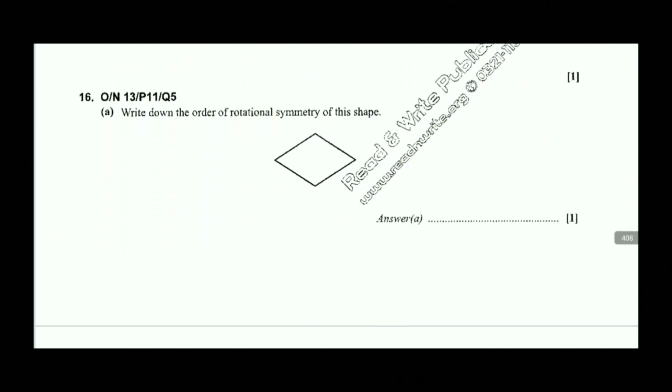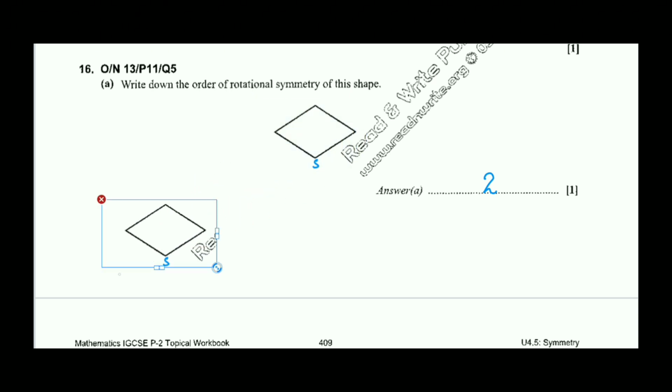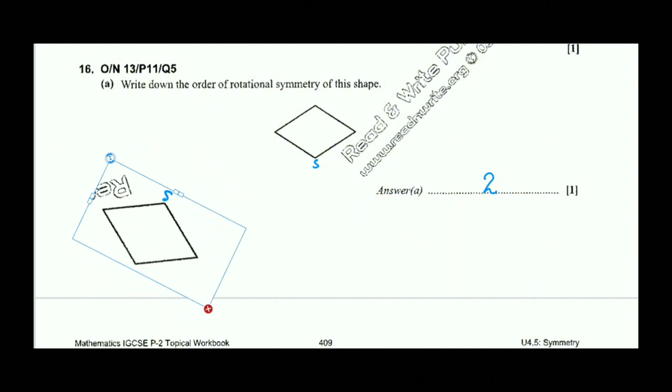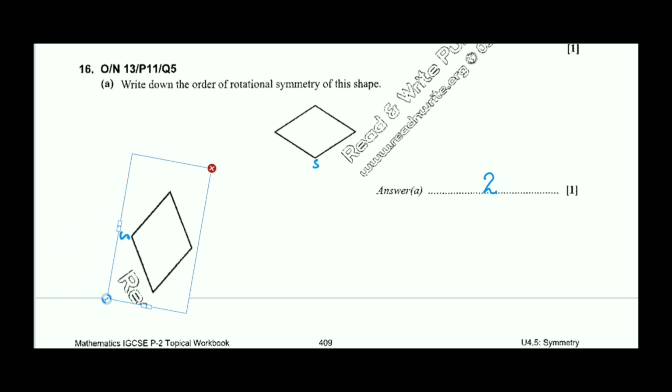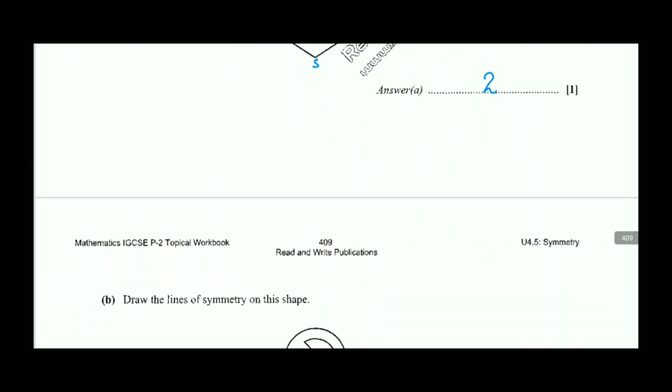Question 16, write down the order of rotational symmetry of this shape. The order of rotational symmetry of this shape is 2. You can see right here, start rotating. This is the first time and this is the second time. You can see the same shape. So the order of rotational symmetry of this shape is 2.